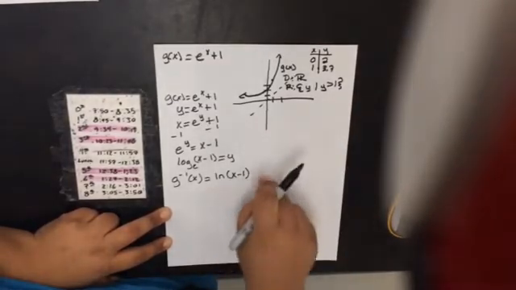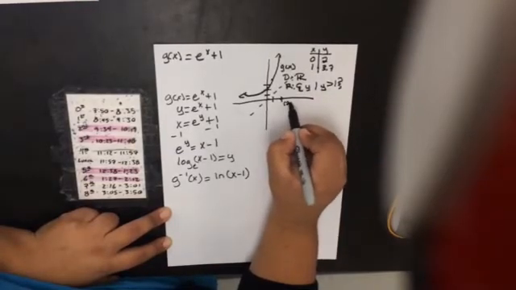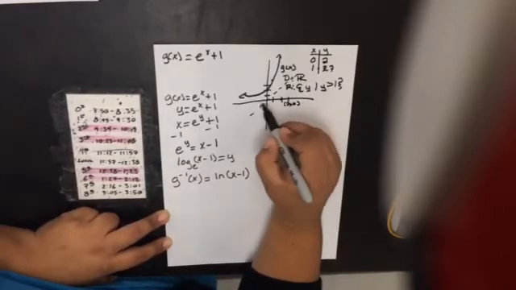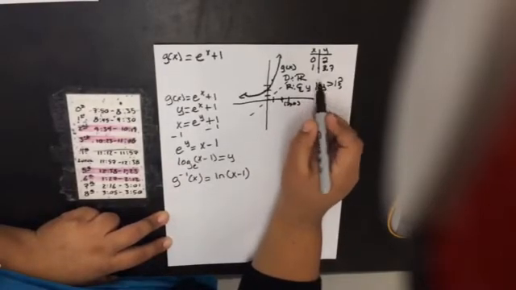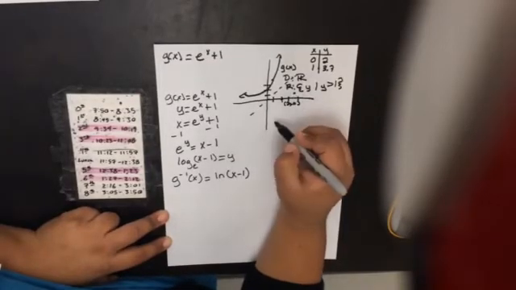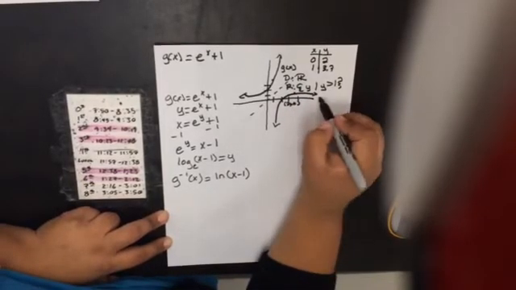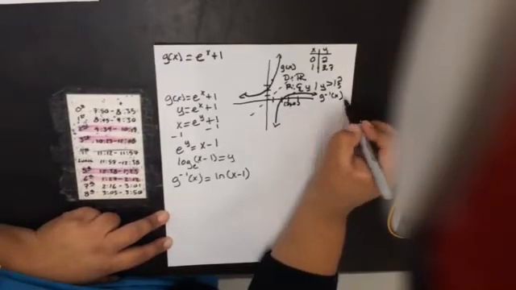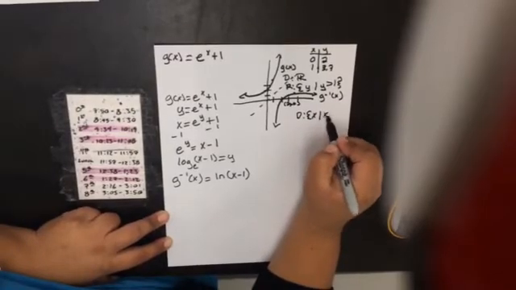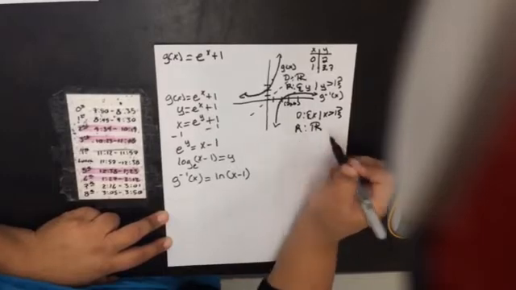So then now for the inverse, the graph is going to be at 2 and 0, and 3.7 and 1. So it looks something like this. Now the domain is going to be all x's such that x is greater than 1, and your range is going to be all real numbers.